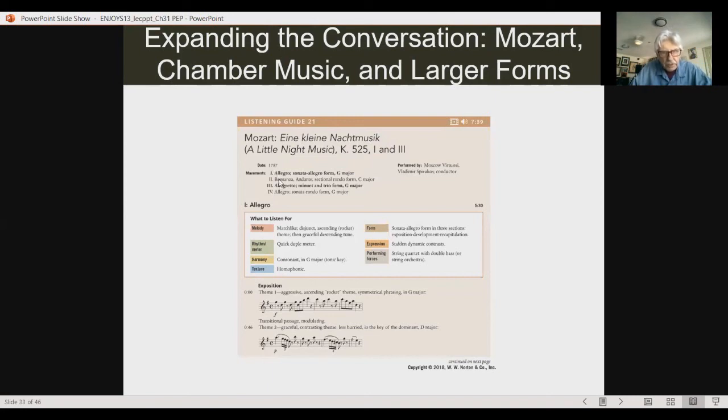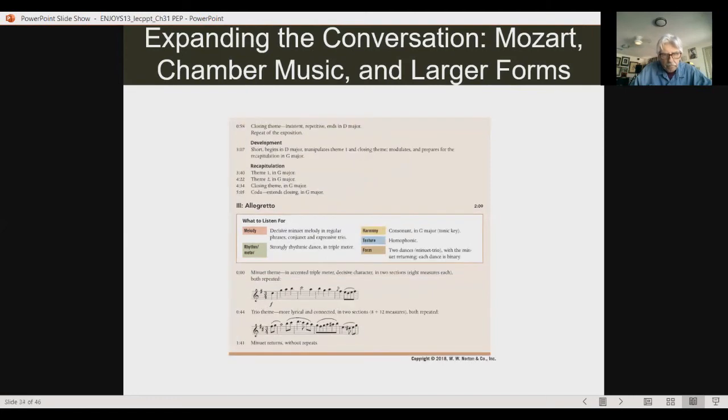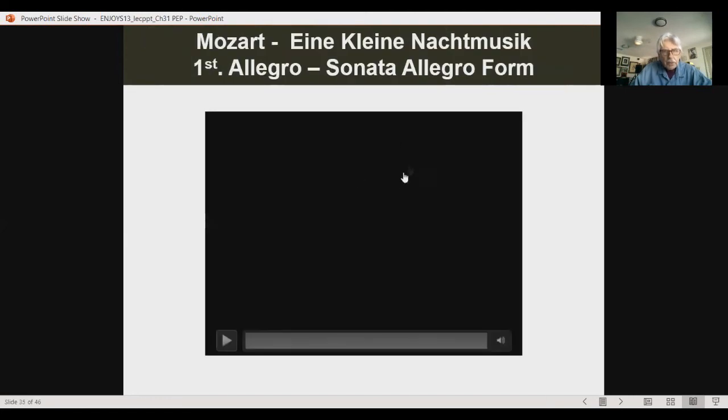So the piece has 4 movements, and the first is in sonata allegro form. The second movement is slow, which is what we'd expect, and it's in rondo form. The third movement is a dance in minuet and trio, just what you expect. And the fourth movement is fast, and it's in a modified sonata rondo form, whatever that is. Okay, here we go. Let's listen to it.